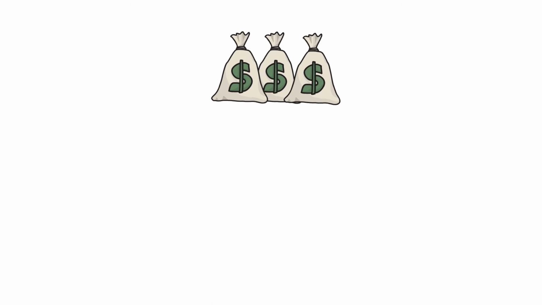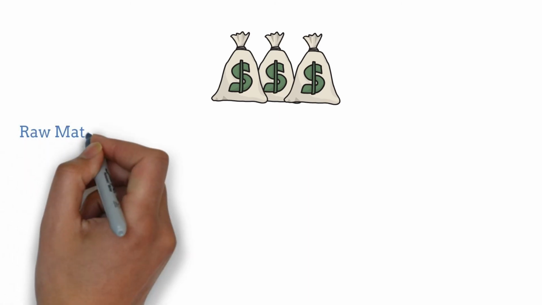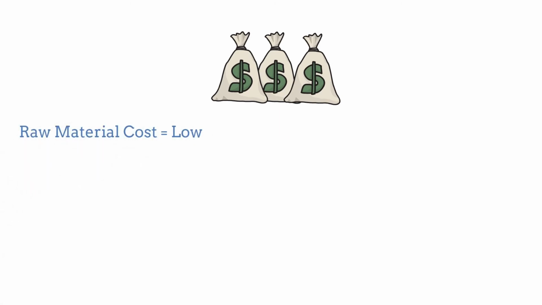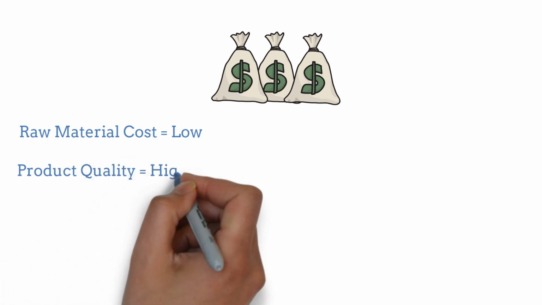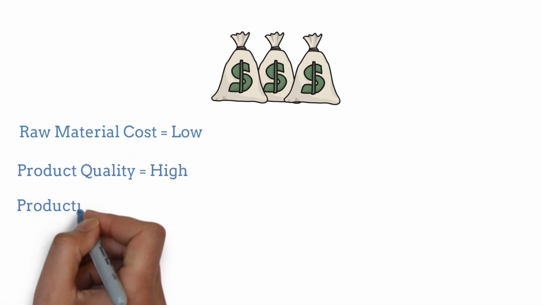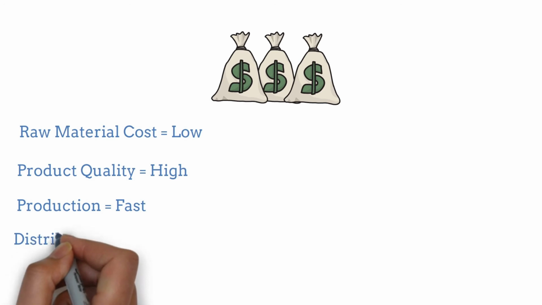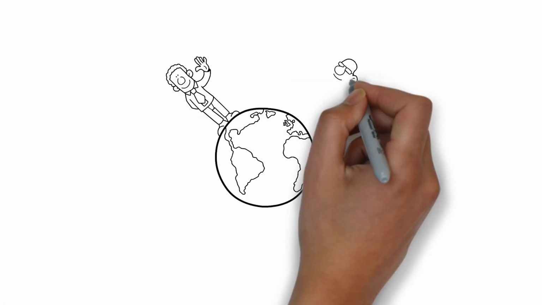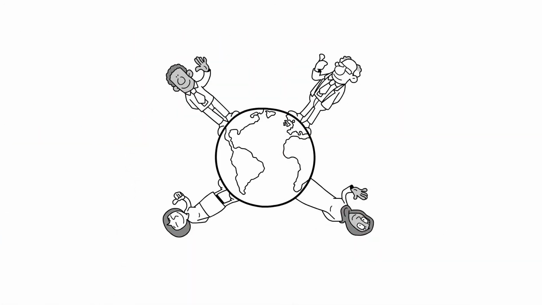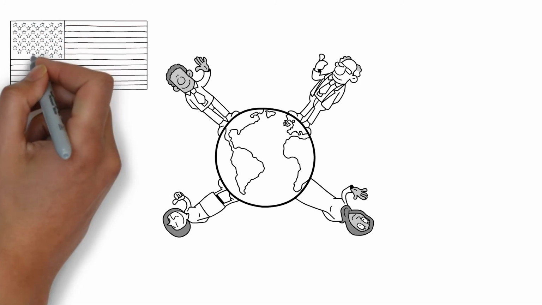To generate revenue, organizations always try to keep the raw material costs low, quality high, speedy production, and quicker distribution. After the globalization, many countries opened their doors for the companies across the globe.